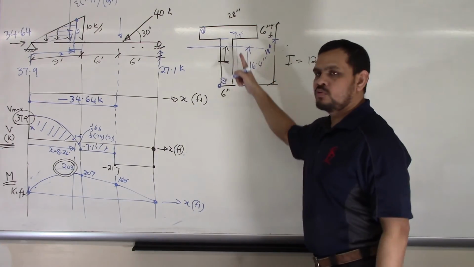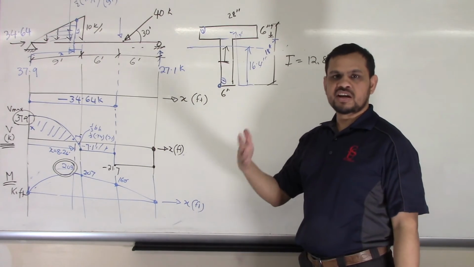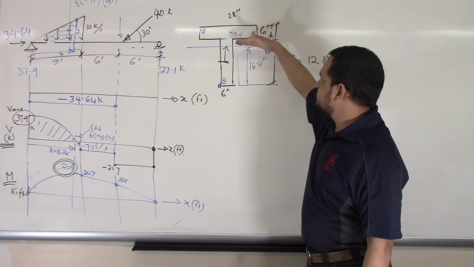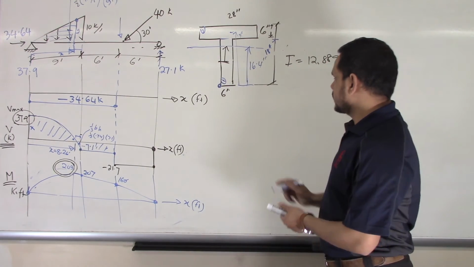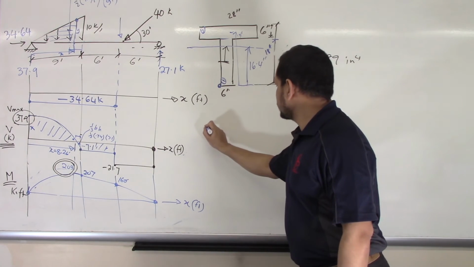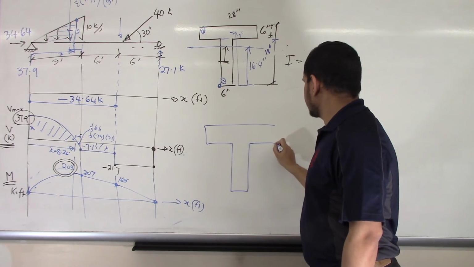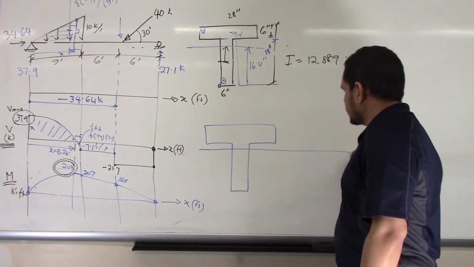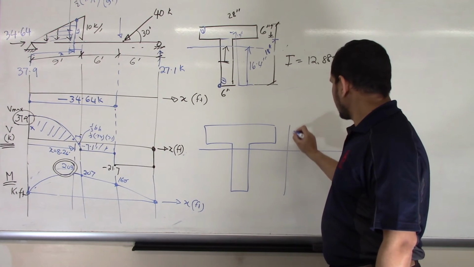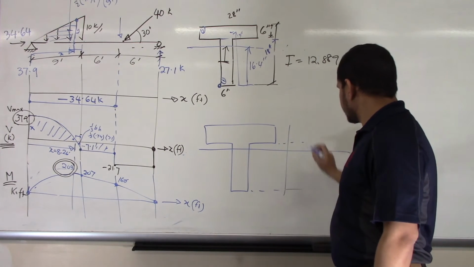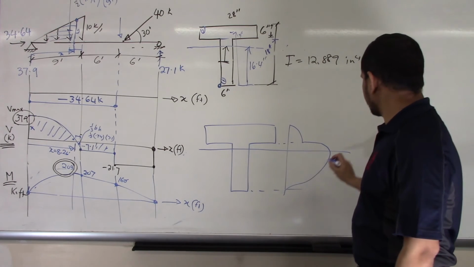In this section, where is the maximum shear force? We know that maximum shear stress is always at the neutral axis. If I draw the diagram again, this is my section, my neutral axis is here, maximum shear stress will be here, and the approximate shape is, it will go this way, then this, and then come here.